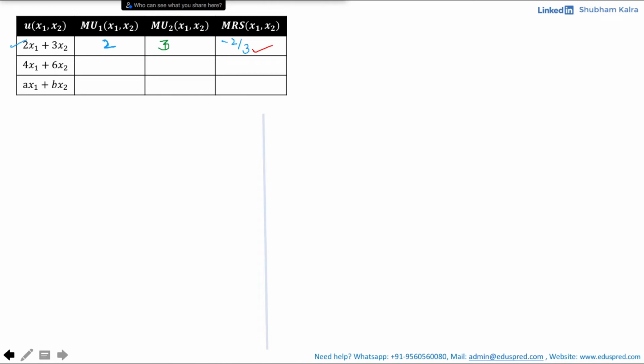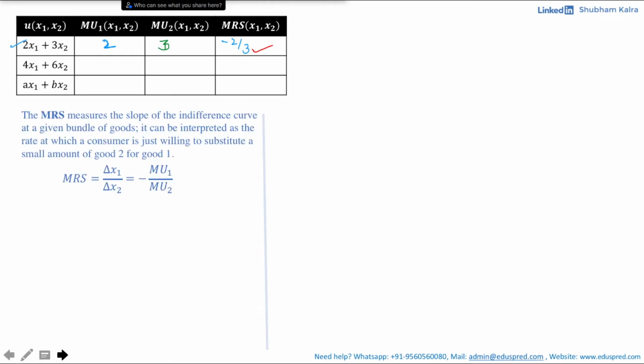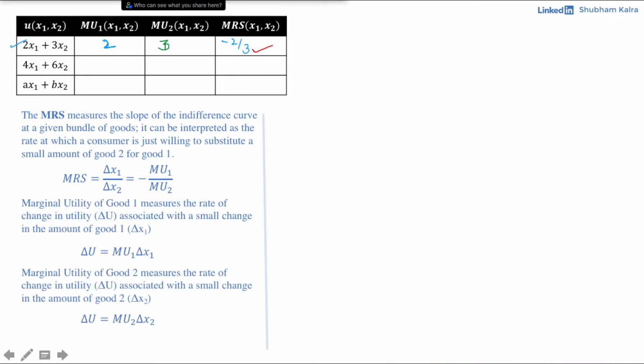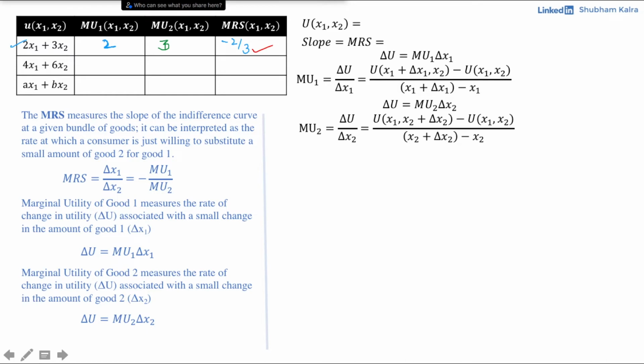Now let's move on to the next utility function, which is 4x1 plus 6x2, where again we have to calculate your marginal utilities and marginal rate of substitution. Your MRS measures the slope of the indifference curve at a given bundle, where this is your mathematical formula for MRS, and your MUs are your marginal utilities for good 1 and good 2. While solving the utility function 2x1 plus 3x2, we learned these two formulations for your MU1 and MU2. So here I would be directly using these formulations for the utility function 4x1 plus 6x2.